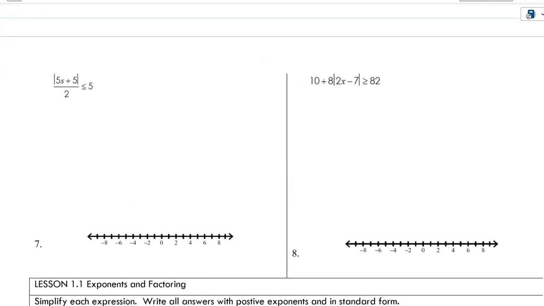Next, number 7. Okay, number 7. Let's see.